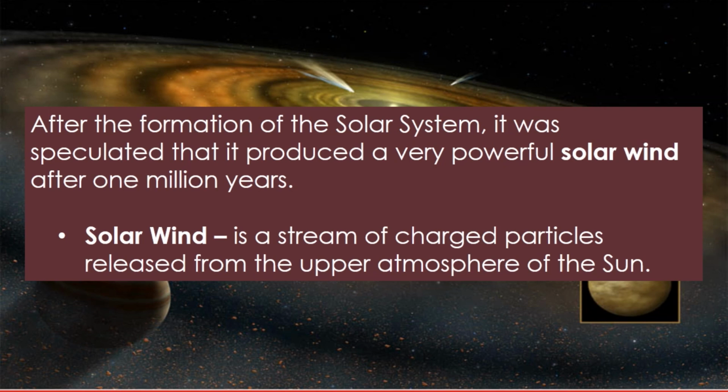After the formation of the solar system, it was speculated that it produced a very powerful solar wind after 1 million years. Solar wind is a stream of charged particles released from the upper atmosphere of the Sun. So, as the protoplanet became sufficiently large, its gravity pulled the nebular gas, thus creating the gas giants. The protoplanets will either remain a rocky body or an icy body. After millions of years, the solar system finally ended up with the planets possessing stable orbits.